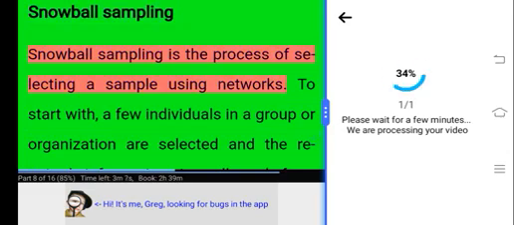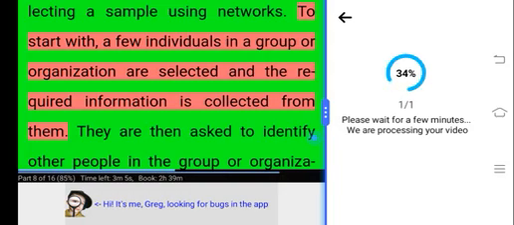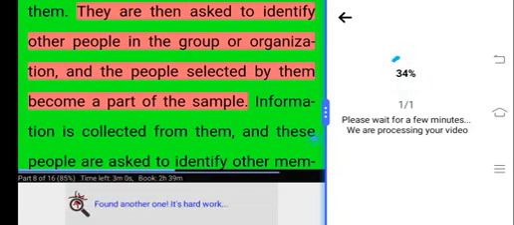Snowball sampling. Snowball sampling is the process of selecting a sample using networks. To start with, a few individuals in a group or organization are selected and the required information is collected from them. They are then asked to identify other people in the group or organization, and the people selected by them become a part of the sample.